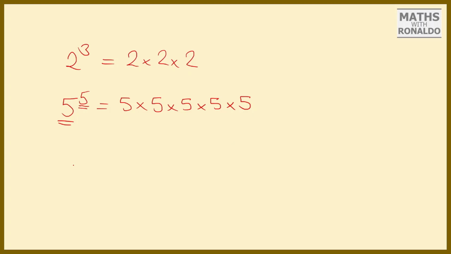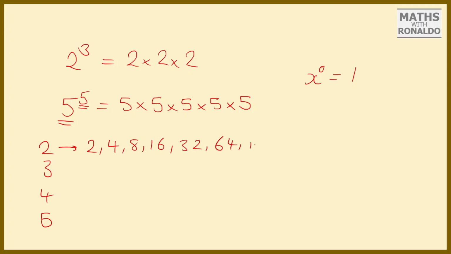You need to know the powers of 2, 3, 4 and 5. Anything to the power of 0 is 1, and the powers of 2, 3, 4 and 5, well, we can do those. 2 to the 1 is 2, 2 to the 2 is 4, 2 to the 3 is 8, 16, 32, 64, 128, 256, 512, 1024, and you can see that we are simply just doubling every time.